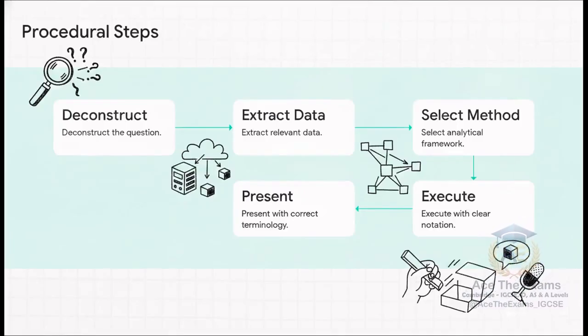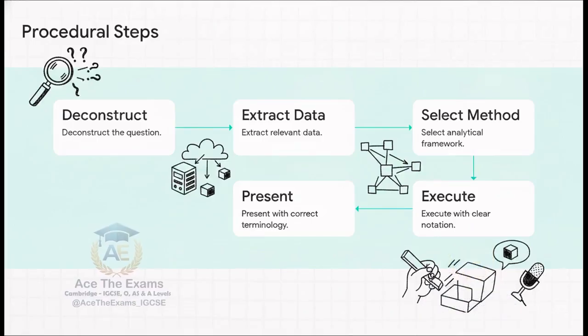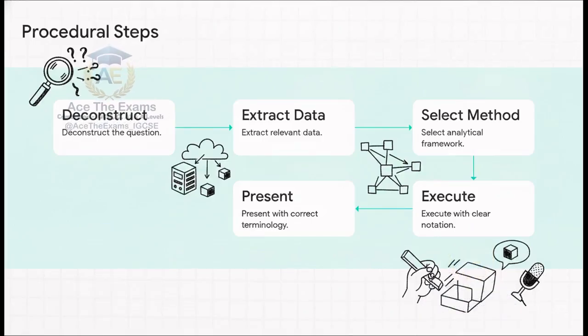Deconstruct the question, literally decode the command words, and figure out the specific scenario. Step 2. Extract the relevant data from the prompt. Ask yourself, what are the actual constraints of the network being described here? Step 3. Select your analytical framework. Are you comparing packet switching to circuit switching in this instance? Make that choice. Step 4.